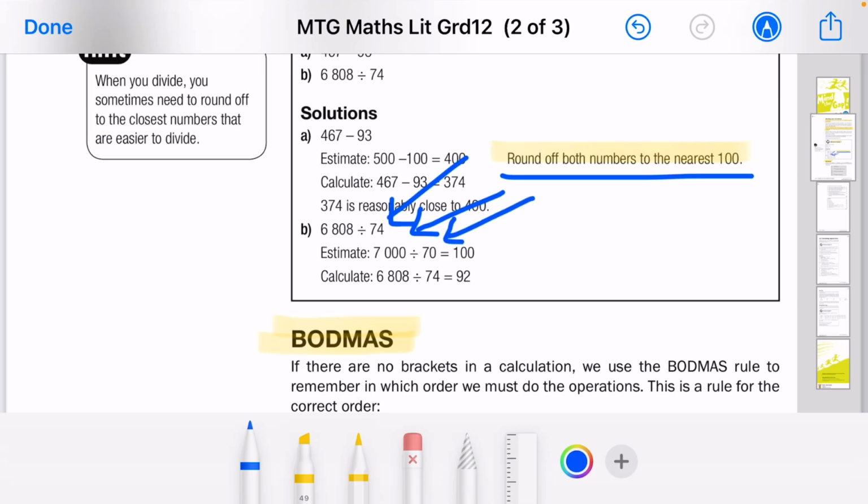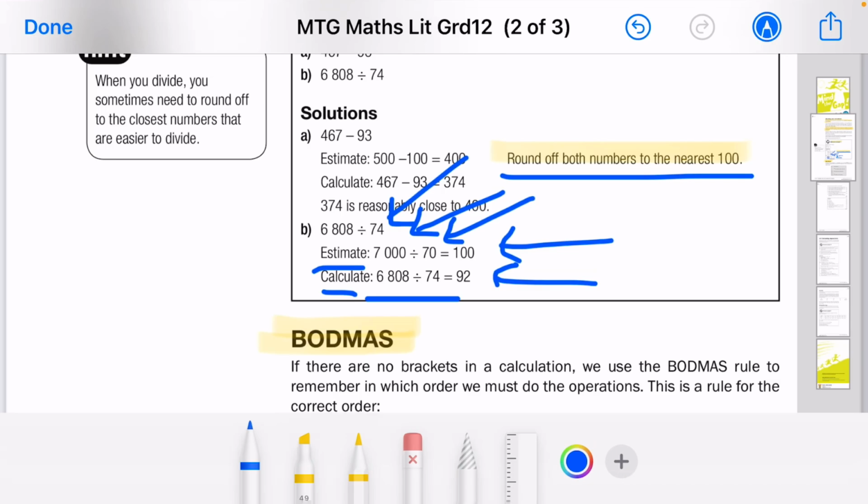Remember, we are doing an estimate of the quotient, or of 7,000 divided by 70, otherwise 6,808 divided by 74. So when you divide those, you get 100, ladies and gentlemen. Okay, you get 100. So now let's do the calculation. So you punch the whole of that as it is, and the number that you get is 92.